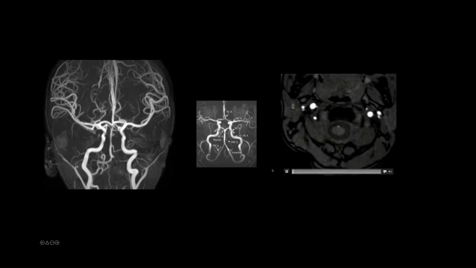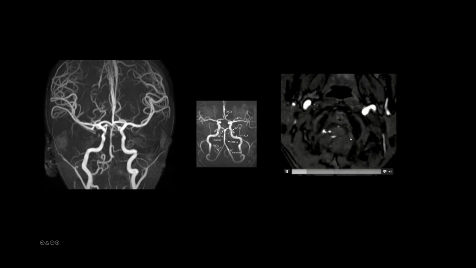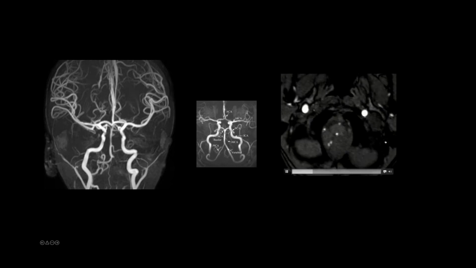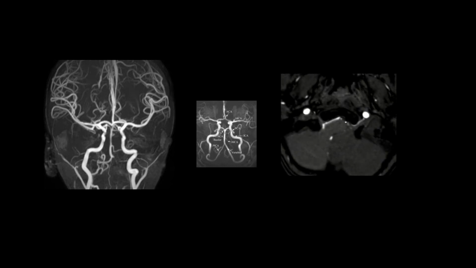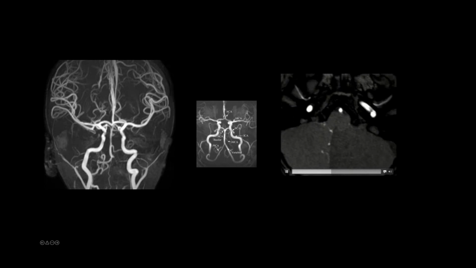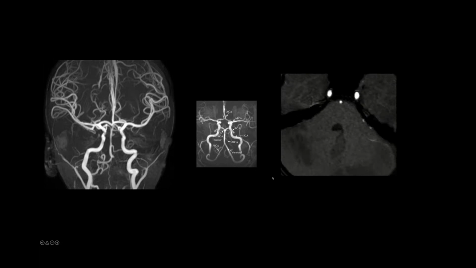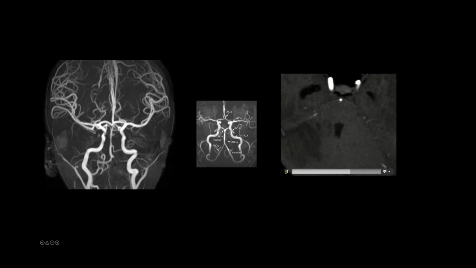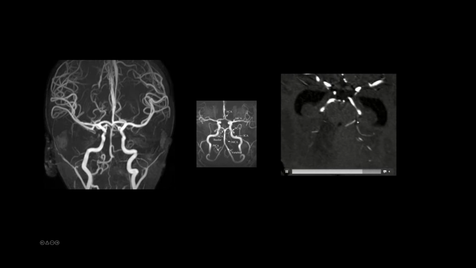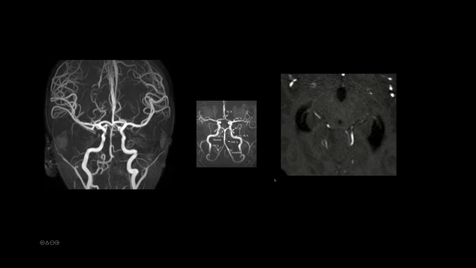I'll just play the source images. And as you can see, the right vertebral artery is visualized, whereas the left vertebral artery is not visualized. The distal segment is faintly visualized, forming the basilar artery. The bilateral posterior cerebral arteries demonstrate a normal appearance. So it's a primarily posterior circulation stroke presenting with secondary compressive changes.